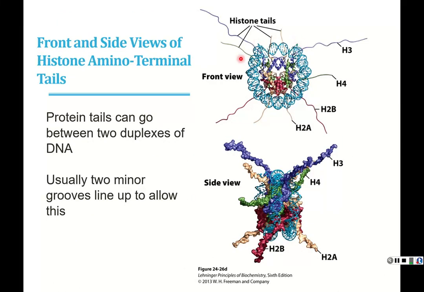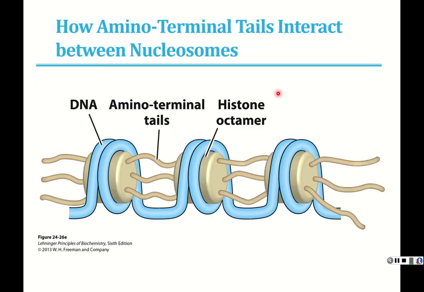The histone tails, as they're referred to, are the N-terminal regions of these histone proteins, and as you can see, they stick out quite a ways. Those are the regions that get modifications, and they can line up together to facilitate interaction between separate nucleosome beads.